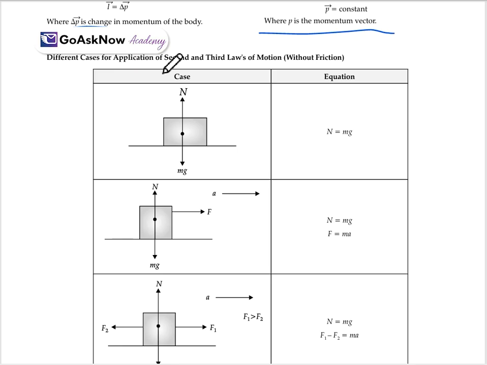Okay, different cases applied on the second and the third law of motion without friction. See, we have one block and here N and mg. Then F will be equal to m into g. N is equal to mg, as in place of acceleration, gravitational force is being acted. Now another diagram is there, N and mg same, but now here force has been applied. Then N is equal to mg or F is equal to ma. As force is being applied, it means obviously acceleration will be there.